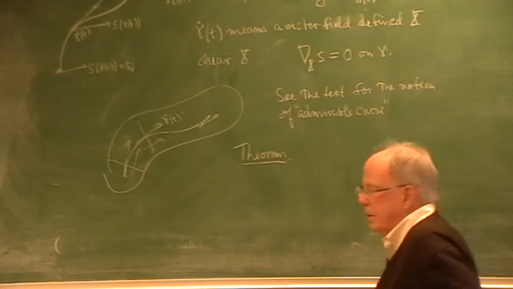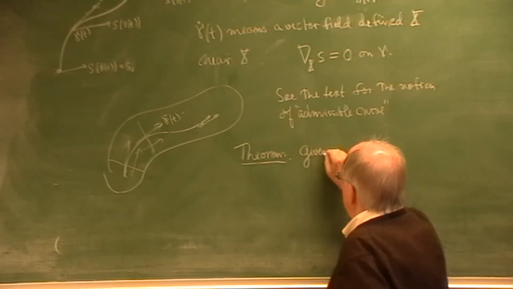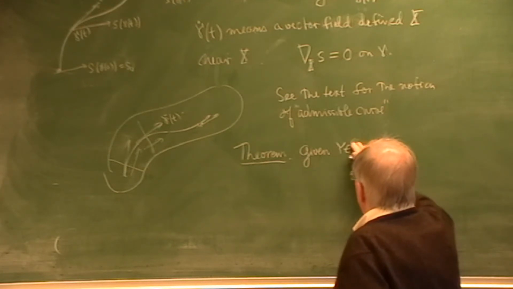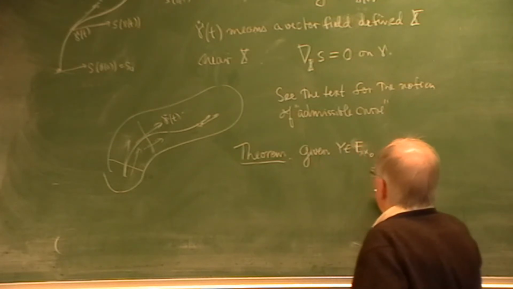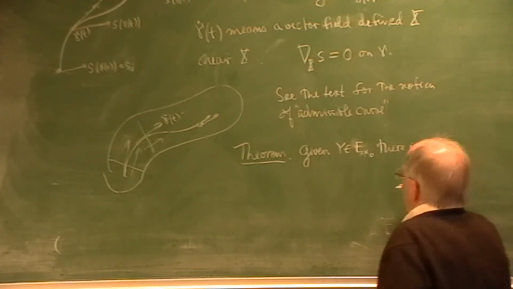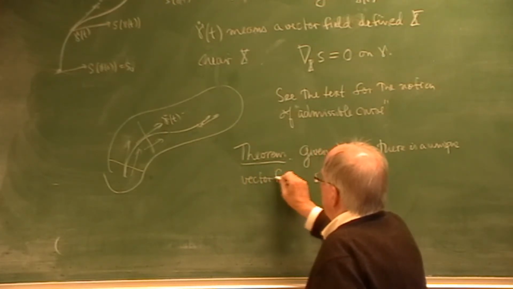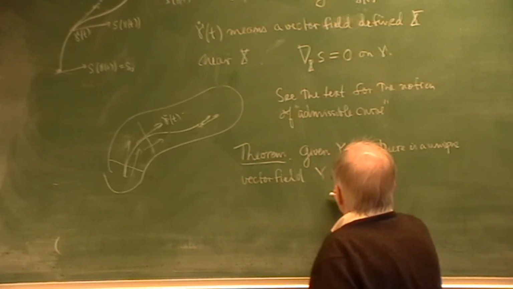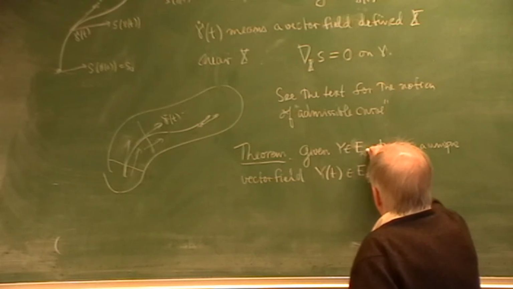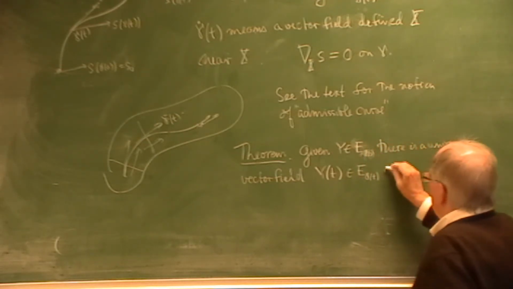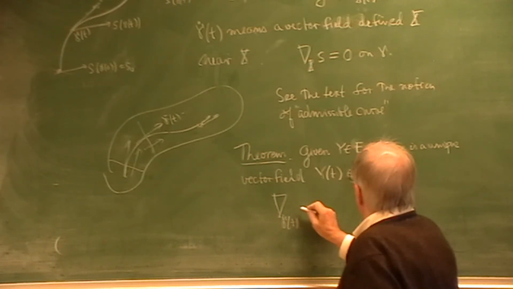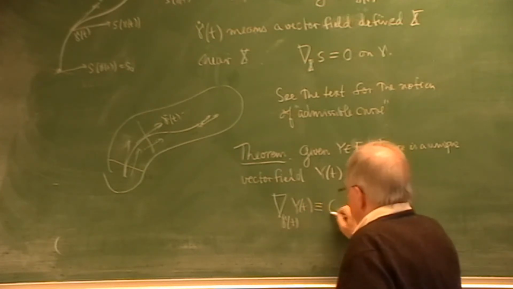Today is: given y, any vector at the base point, there is a unique vector field gamma y of t, which is in the vector bundle over gamma of t. Let me write this as gamma of 0 and gamma of t, which is parallel along the curve. So that means the covariant derivative of gamma y of t is 0.